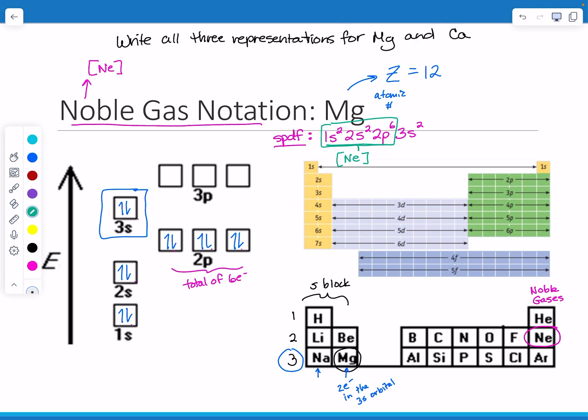Okay, so we would write the noble gas, and then we're going to write the outermost electrons. So that is going to be anything that is above level 2, because this was in row 2, right? And so what we're going to do is write the electrons that are in level 3, and so it would be 3s2. So that's our noble gas notation for magnesium. Okay.